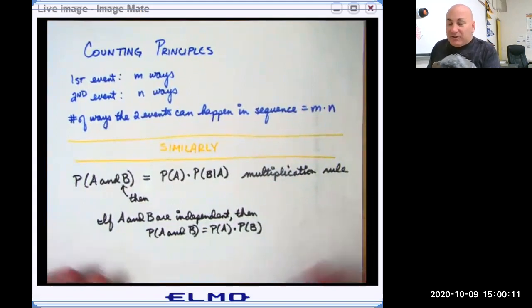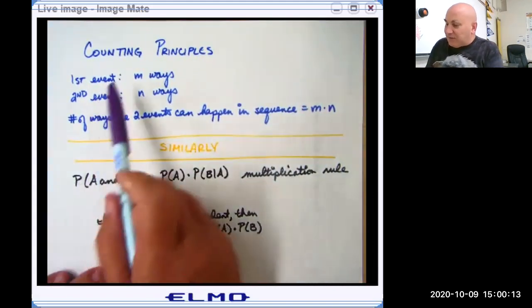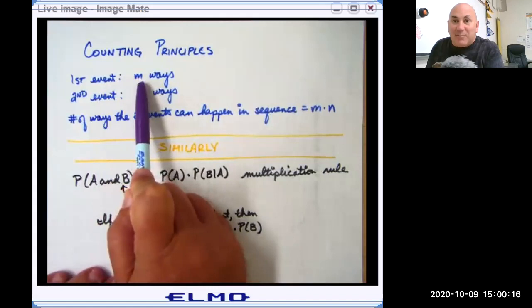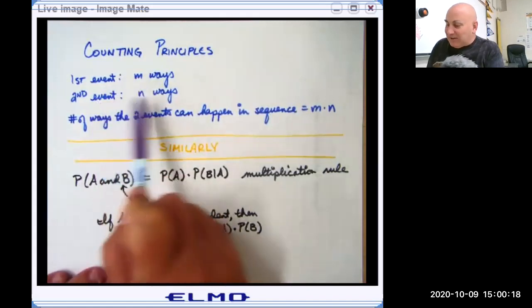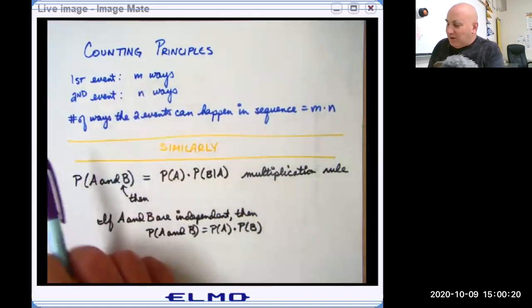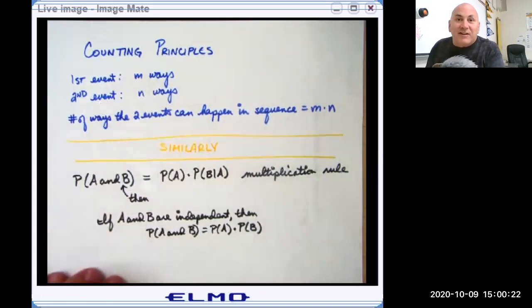Now, we've already learned the fundamental counting principle that says if one event can happen in any of m ways, and a second event can happen in any of n ways, then the number of ways those 2 events can happen in sequence is m times n.